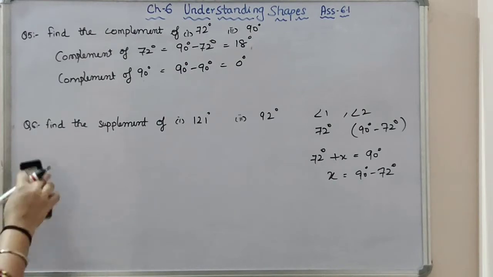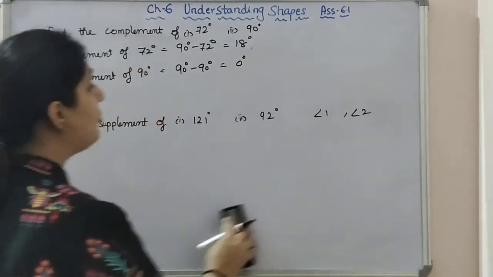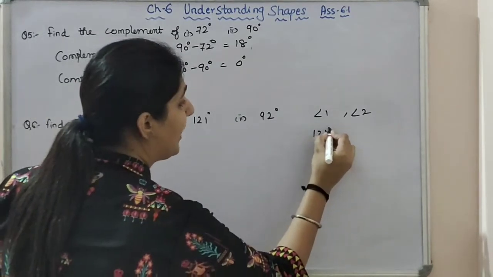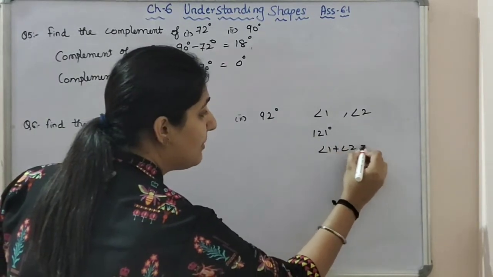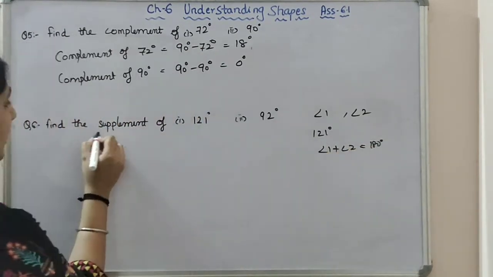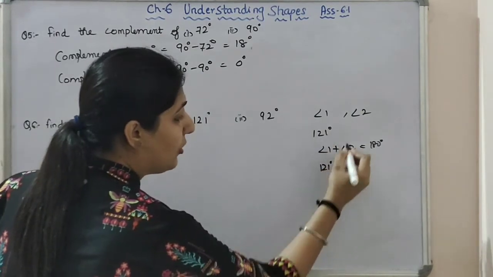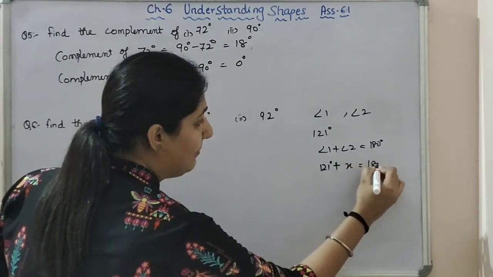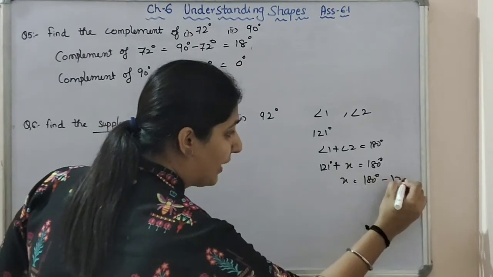Okay. So the next question is find the supplement of 121. Now we have to find out the supplement of 121. Similarly, we will suppose one angle is equal to 121 and the sum of these two angles will be equal to 180 degree because we are talking about supplement. So angle 1 is given to us that is 121 degree और 2 को हम लेट कर लेते हैं x.